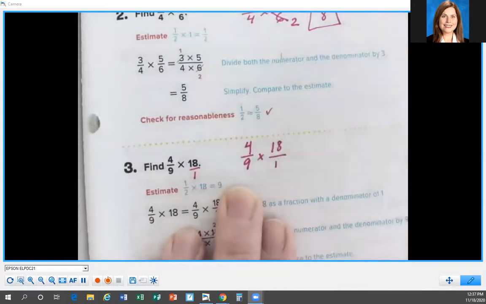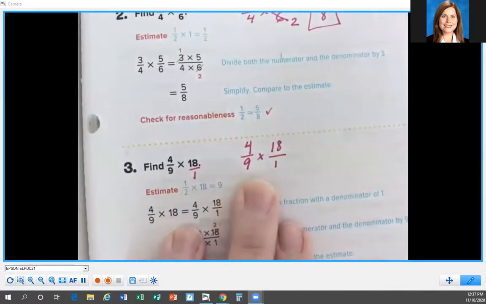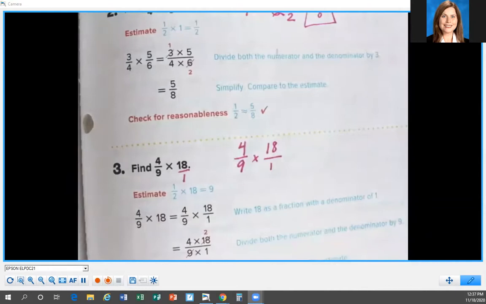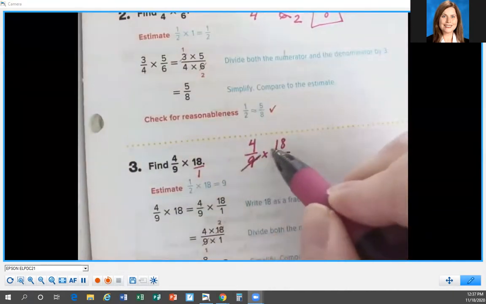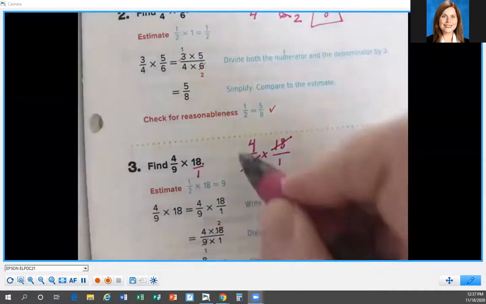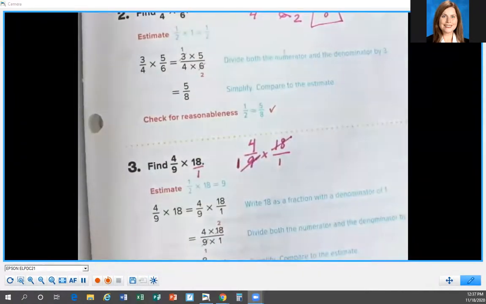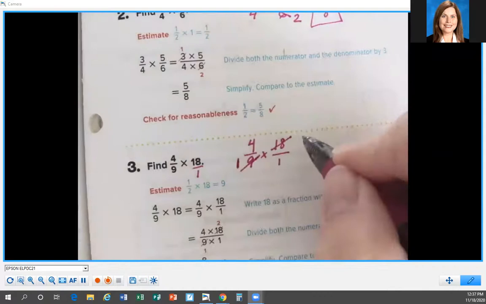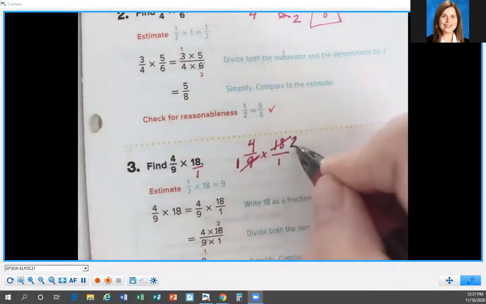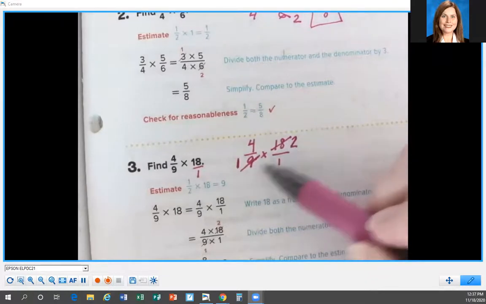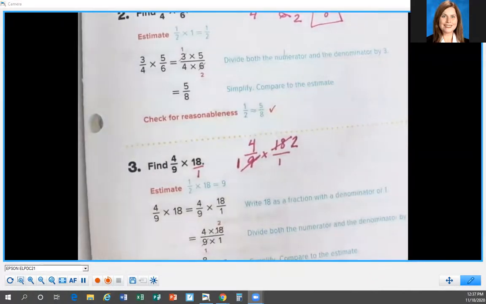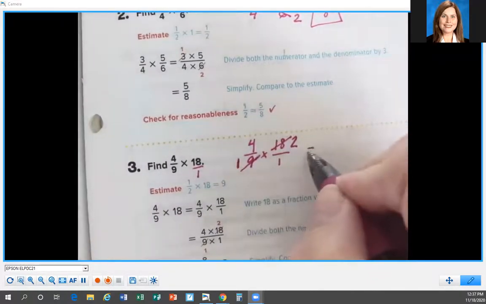4 and 1, there's nothing to simplify there. 9 and 18 are both divisible by 9, so I can cross cancel here. 9 divided by 9 is 1. 18 divided by 9 is 2. So where I used to have a 9 and an 18, I now have a 1 and a 2 in that order. Now I can multiply.